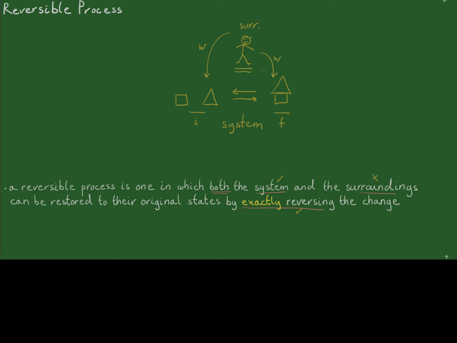Now, you might ask then, well, is there such a thing as a reversible process at all? And the answer is no. On a fundamental level, there is no such thing as a reversible process. And this is due to entropy. And I will talk about this in future topics.